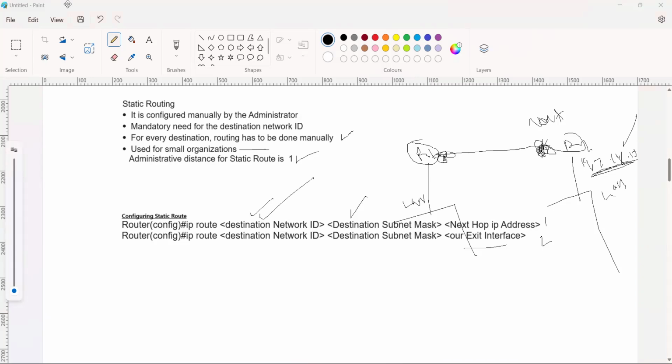Akhil again. No, what I'm saying is it is similar to what we have done in the lab the day before yesterday. Like IP route, we have configured ISP and ISP.